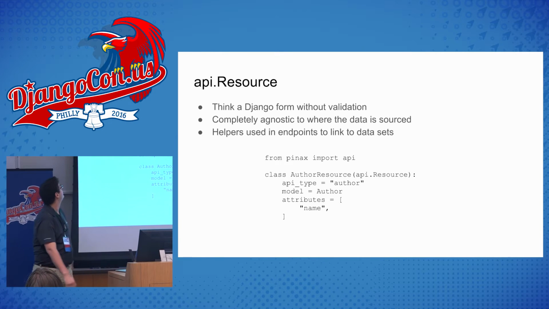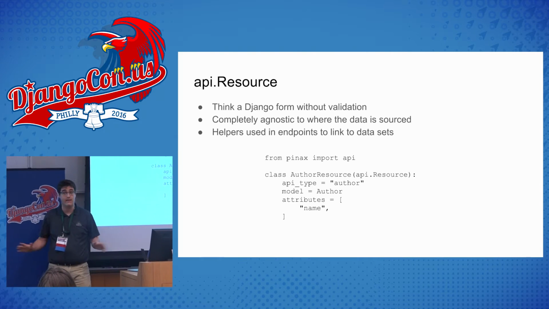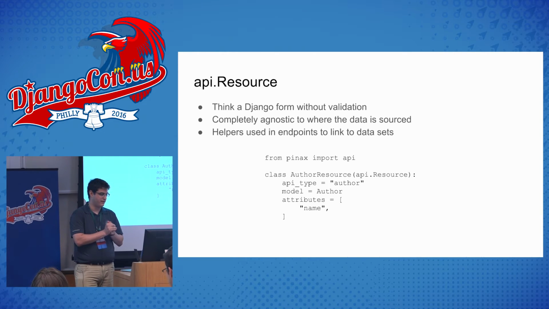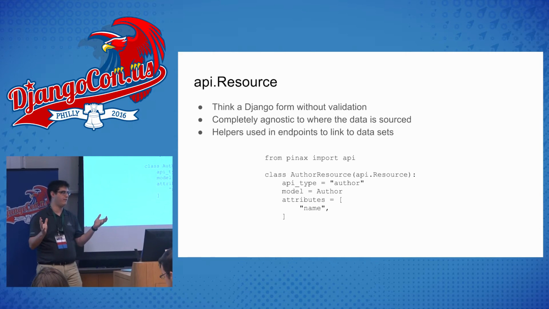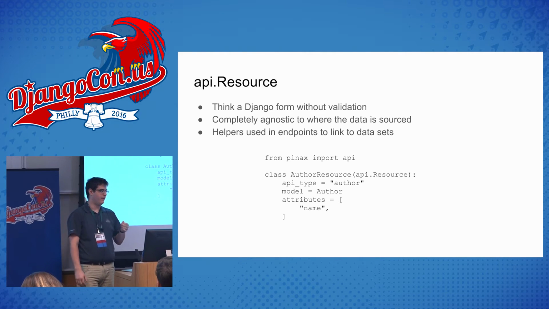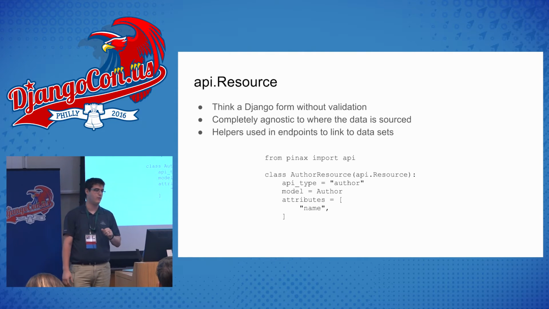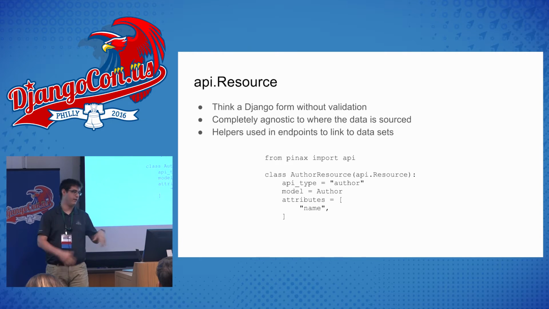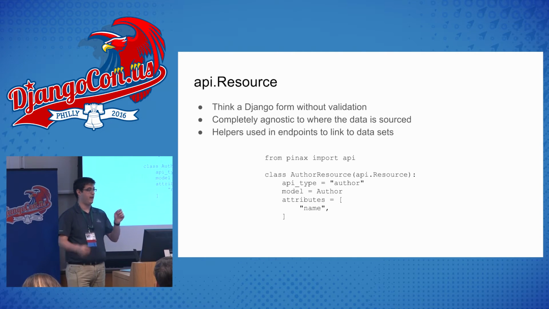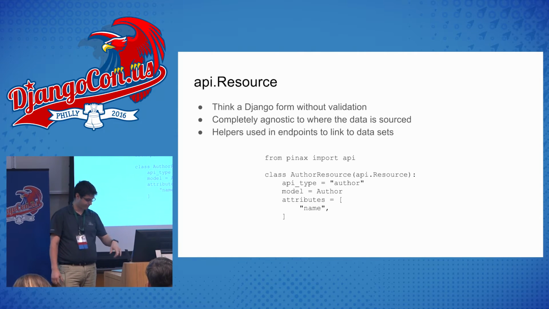So let's talk a little more about an API resource in particular. A pinax-api resource, you can think of it as kind of like a Django form, but without any validation. This is really important to think about in this way, because you think, well, if the data's there, that's where we need to validate it, because you're dealing with untrusted input. But the way that this is designed is that the API resource is actually completely agnostic to where the data is sourced. And then there's ultimately helpers that are used in the endpoints, which we'll go over here in a little bit, that link it to the data sets. So the reason why this is done this way is for portability.